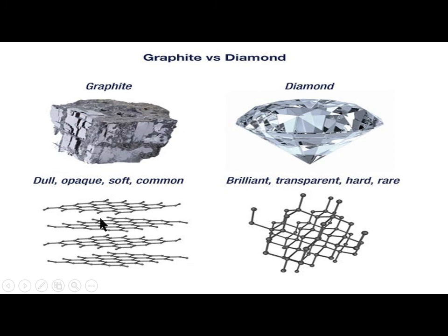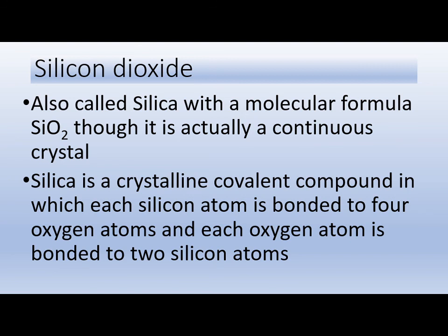The layers in graphite and the connectivity in diamond, and a few of the properties, some of which I didn't even highlight there, like the brilliance. Basically, those are the physical appearances of the two allotropes. Silicon 4 oxide, also called silicon dioxide or silica, has the molecular formula SiO2, though it's actually a continuous crystal. It has that formula because of how silicon would bond with oxygen if they were to react in fixed ratios.